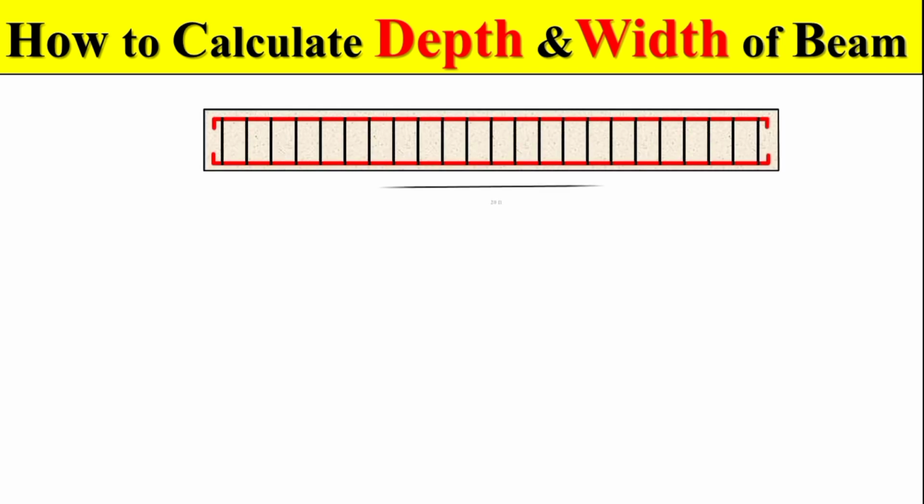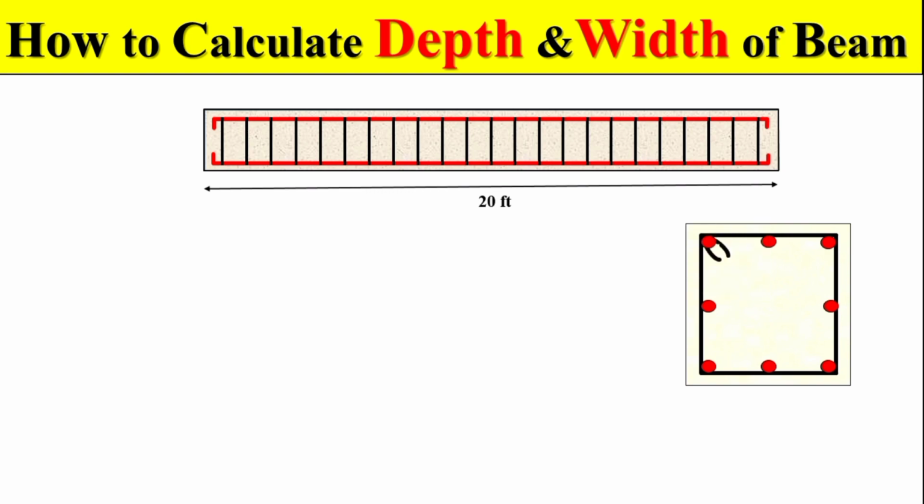Dear students, in today's topic we are going to study how to calculate the depth and width of a beam. So dear students, let's suppose we have a beam. The total length of this beam is 20 feet. Now if you want to calculate the depth and width of this beam, first of all we draw the cross section of this beam.